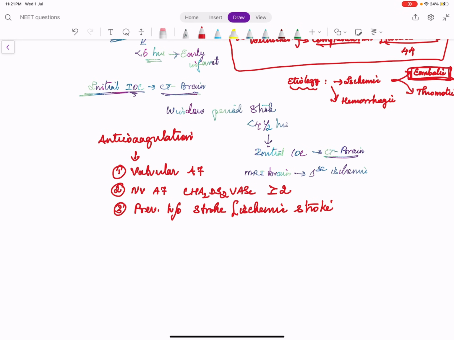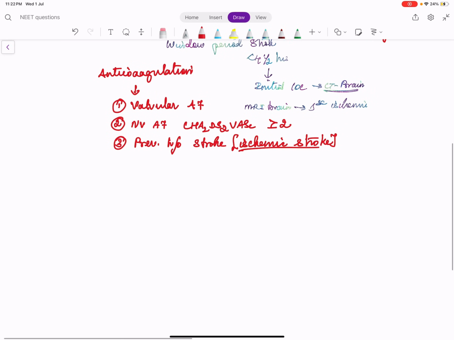The side effect of anticoagulation is hemorrhage. So when there is a previous history of hemorrhagic stroke, this is contraindicated, and patients who are taking anticoagulation for ischemic stroke may develop a complication of hemorrhagic stroke. So that can also be given as a scenario, so please be careful.